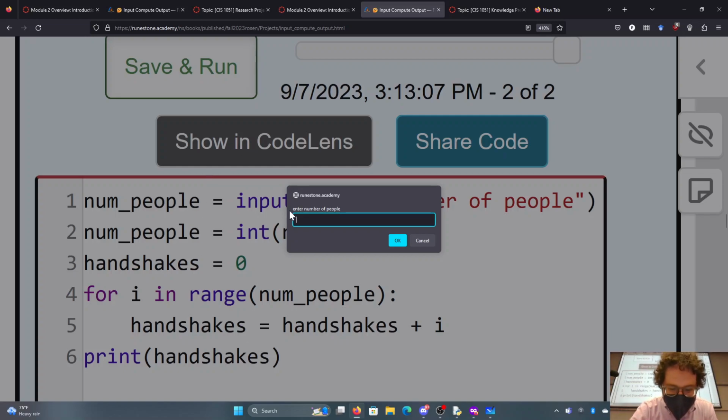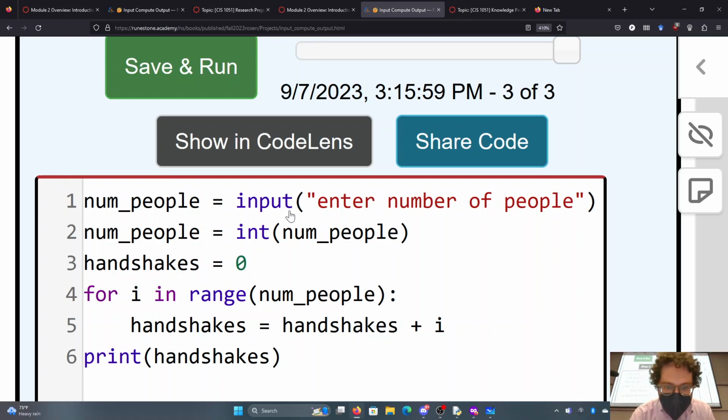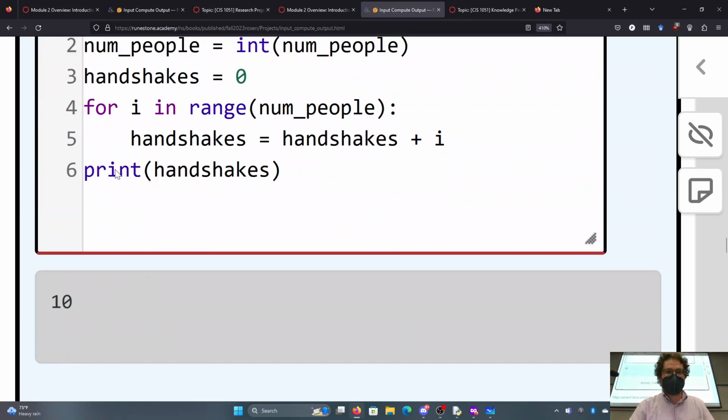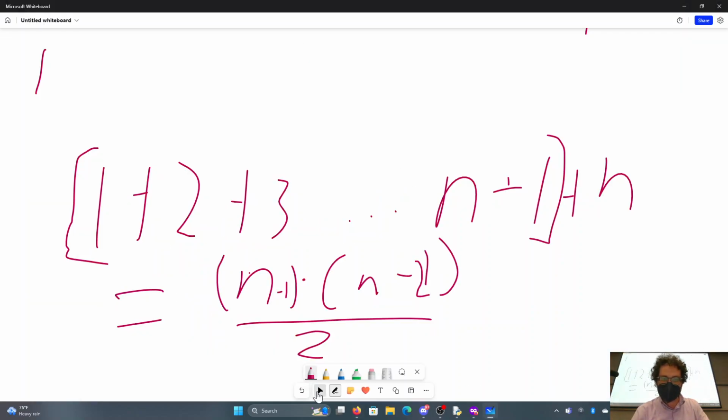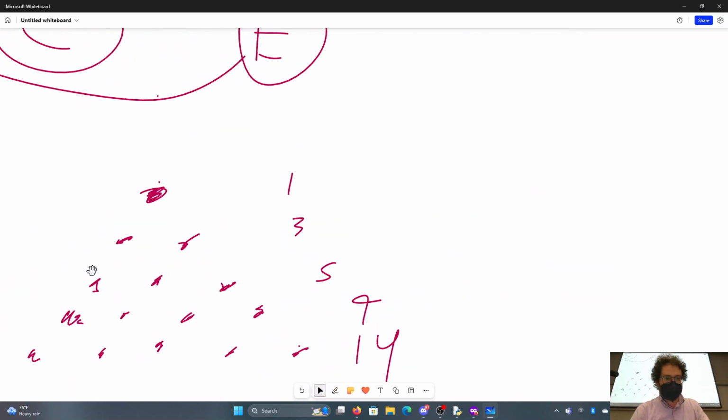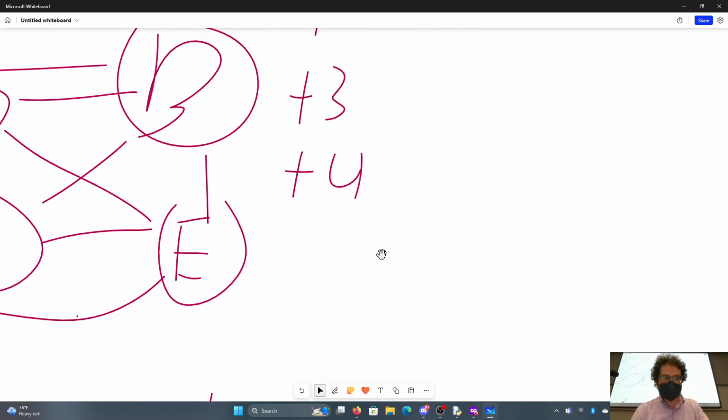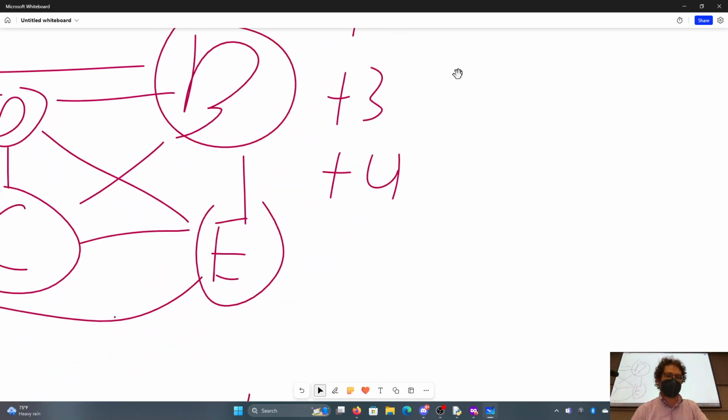All right, so enter the number of people, 5. That should give us 10. So let's see, 1 plus 2 plus 3 plus 4. That gives us 6 people. So I think I did my math wrong earlier then. Let's see. 1 plus 2 plus 3 plus 4 should be 9.